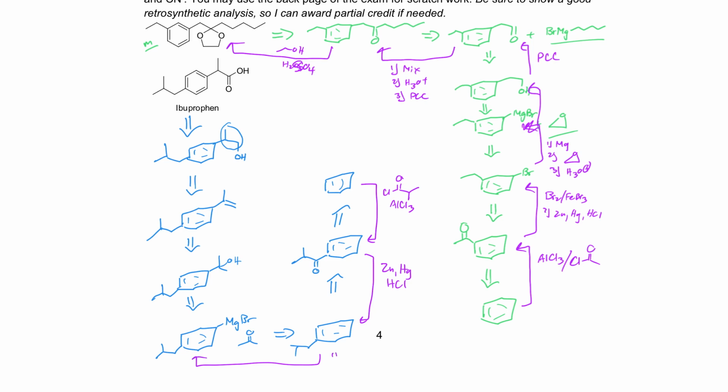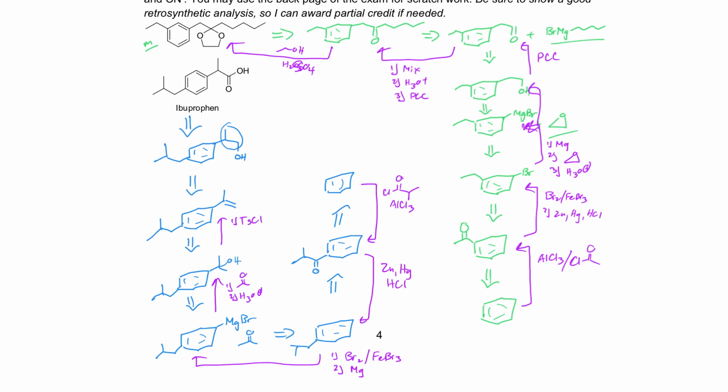Then I can do Br2, FeBr3 in the para position, add magnesium, and I've got my Grignard. Then I can add acetone to the Grignard. Mild acid workup gives me the alcohol. I can eliminate the alcohol with tosyl chloride.